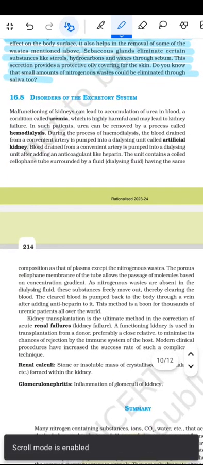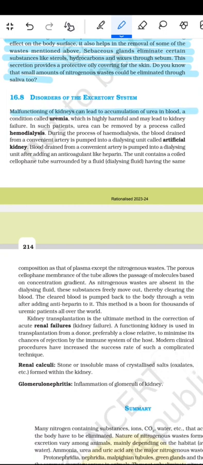इसके बाद disorders of the excretory system है, तो कहता है कि malfunctioning of the kidney can lead to the accumulation of urea in the blood, a condition called uremia, which is highly harmful and may lead to kidney failure. In such patients, urea can be removed by a process called hemodialysis.